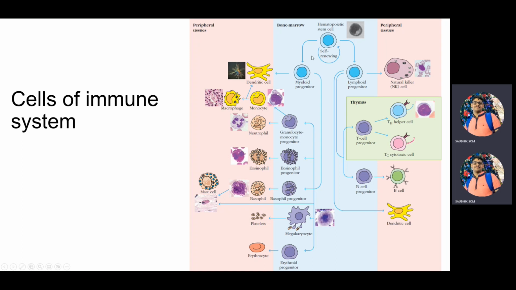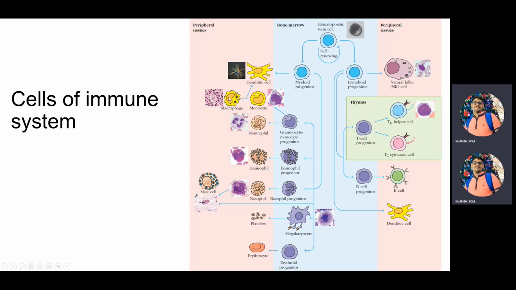All of these immune cells and blood cells come from hematopoietic stem cells. From hematopoietic stem cells come several other cells like dendritic cells, macrophages, neutrophils, eosinophils, basophils, as well as platelets and erythrocytes, which are not part of the immune system. Also, there are lymphoid cells like natural killer cells, helper T cells, cytotoxic cells, and B cells.